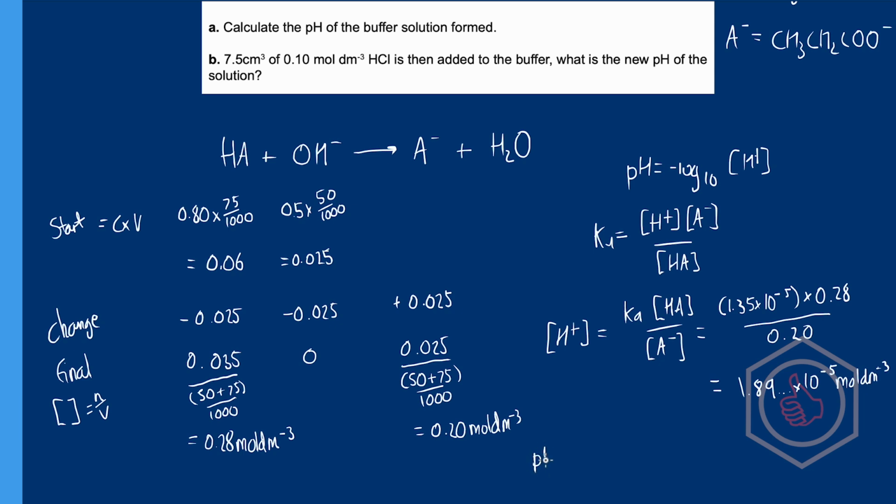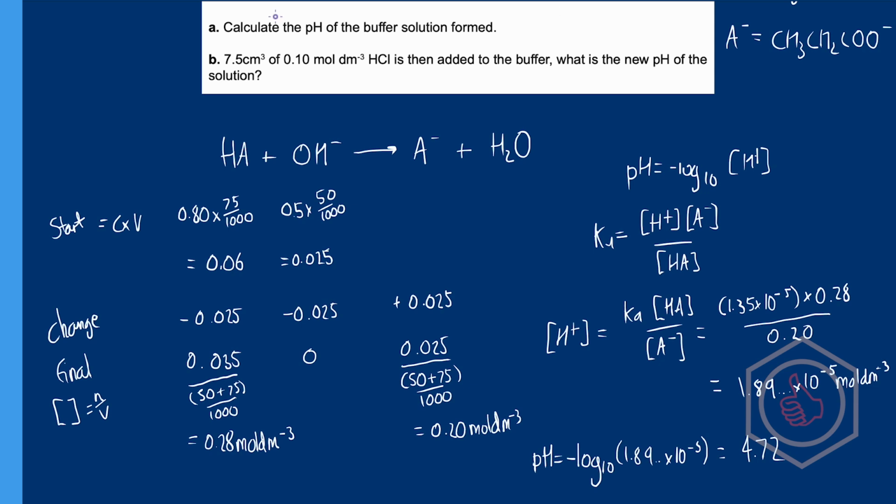We said earlier on that pH equals minus log to the base 10 of the concentration of H+, so minus log to the base 10 of 1.89 times 10 to the minus 5 gives us a pH value of 4.72. Great! Part A of this question is complete. We've calculated the pH of the buffer solution formed.